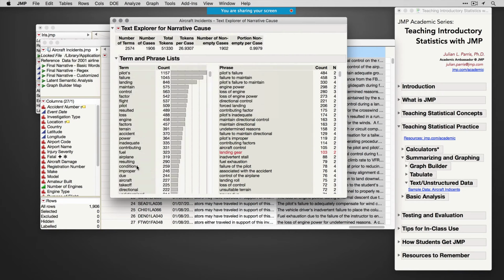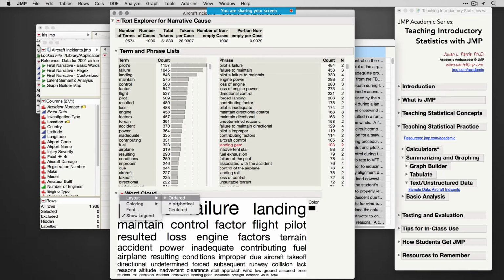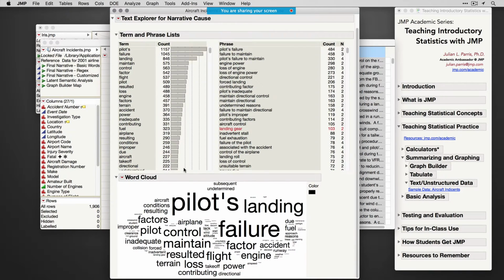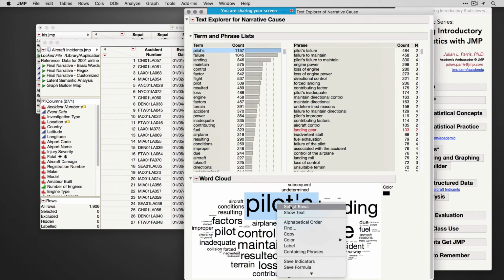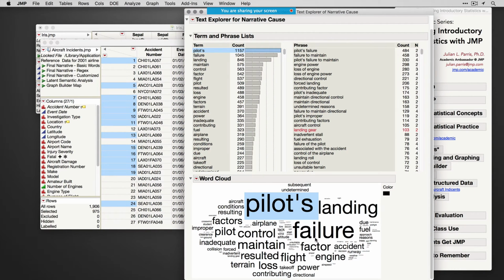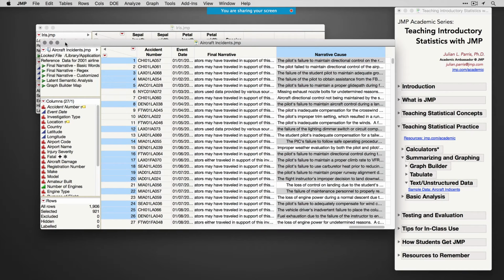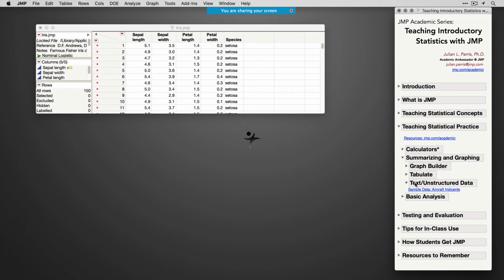From here we can get things like word clouds. People tend to like their centered word clouds, so I'll turn that on. And just like everything else in JMP, these are active. So I can select the rows where pilot was mentioned, or select the rows where failure was mentioned, and maybe we can investigate what's going on with these. So text analysis is now possible, even in a basic class.